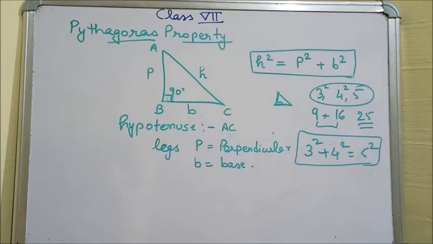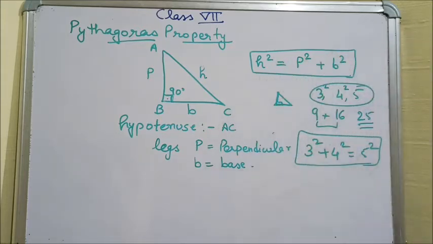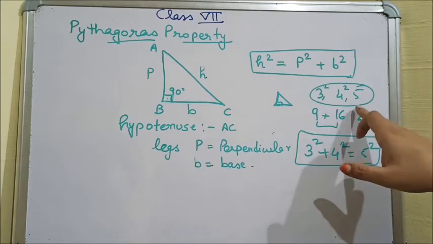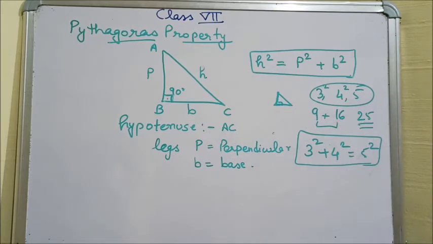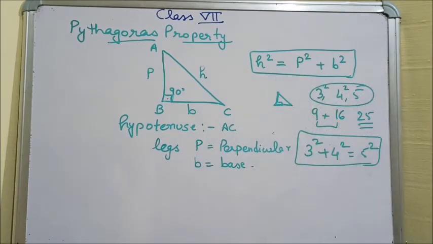So Pythagoras property is used in two ways. First, to find out the values of H, P or B, whatever is asked, and the second is whether the given triangle of the given sides is a right angle triangle or not. So this is the Pythagoras property. Again I am reminding you, Pythagoras property means h square, hypotenuse square is equal to p square plus b square. Now we'll move on to the exercise.